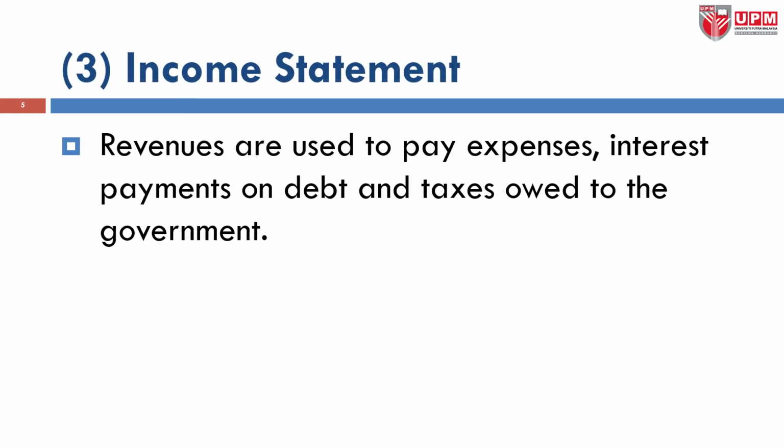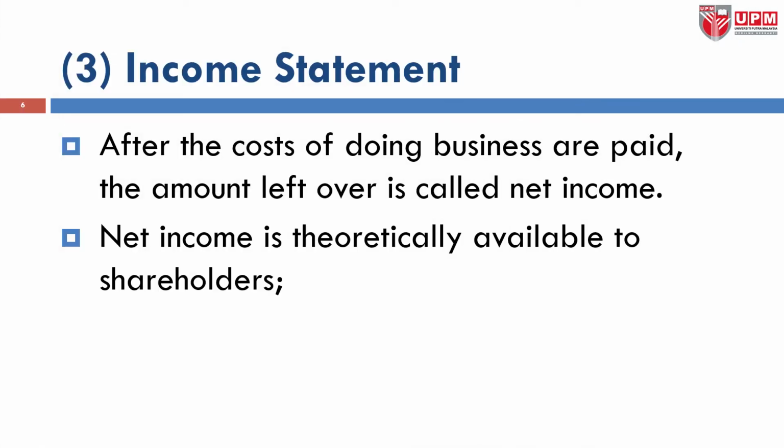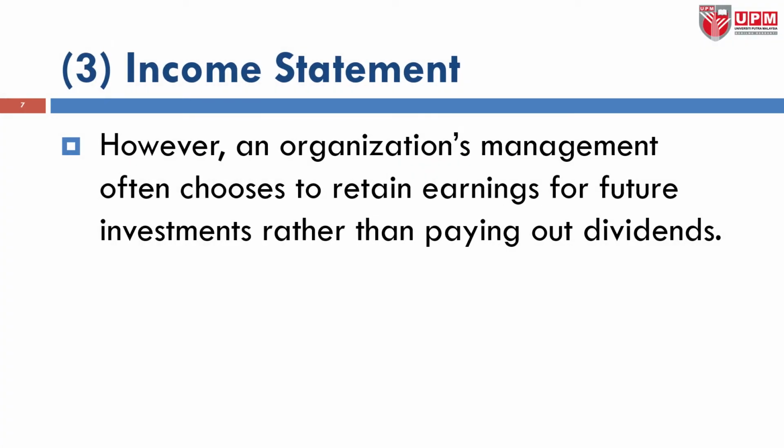The revenues are used to pay expenses, interest payments on debt, and taxes owed to the government. After the cost of doing business are paid, the amount left over is called the net income. And net income is theoretically available to the shareholders. However, an organization's management often chooses to retain earnings for future investments rather than paying out dividends.